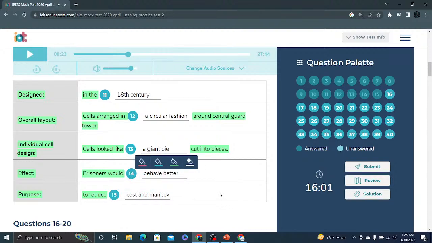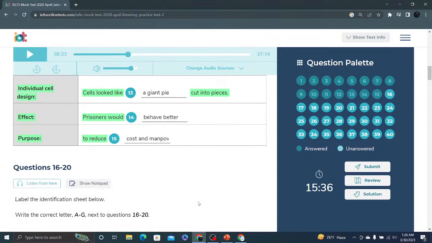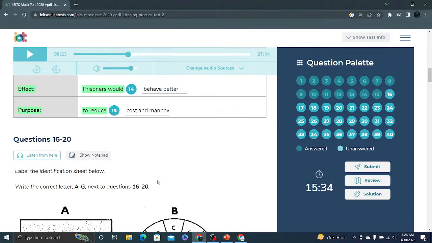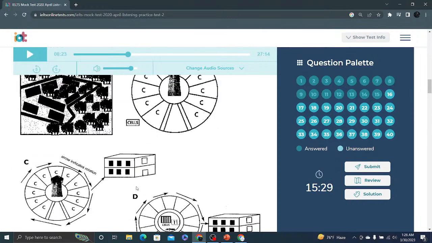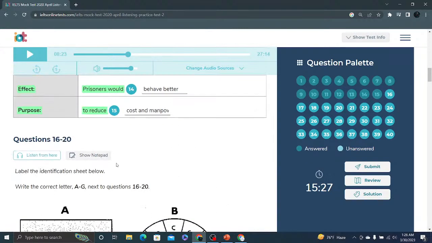Okay, I hope you got it, but it's really tricky because you heard the answer for 15 first, then you heard the answer for 14. Sometimes it's really tricky, but I don't think it's that tricky. You have to practice a lot. Now here we can see a lot of pictures. Okay, let's read the whole thing.